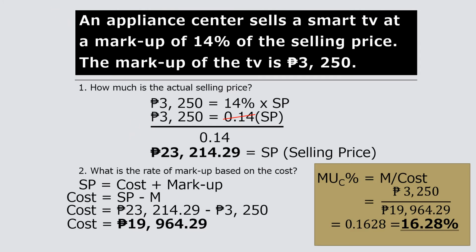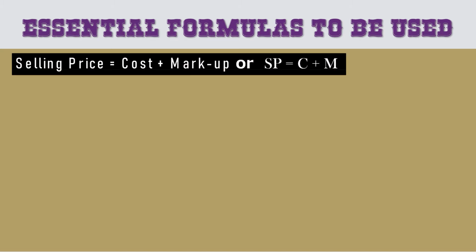So let's move on. There are several concepts that we must know to be able to solve these problems. And to officially present to you, here are the essential formulas to be used. So we have here the selling price. It is already presented to you in my first video. The selling price is the sum of the cost, which is denoted by capital letter C, and the markup, which is also denoted by capital letter M. In symbols, that is SP, selling price, equals C plus M.